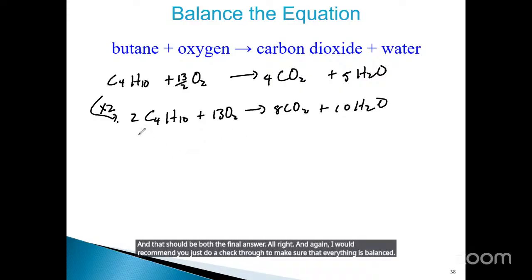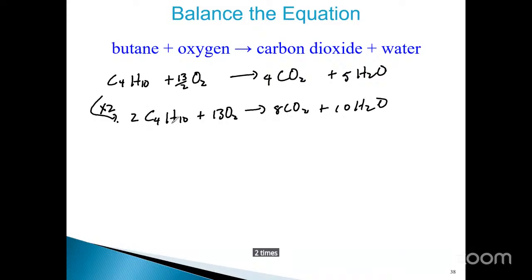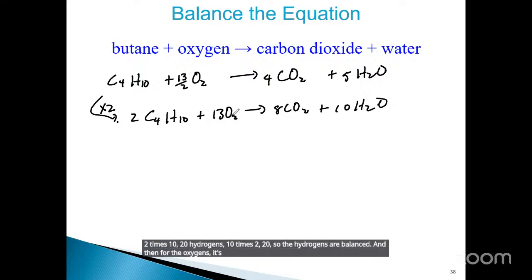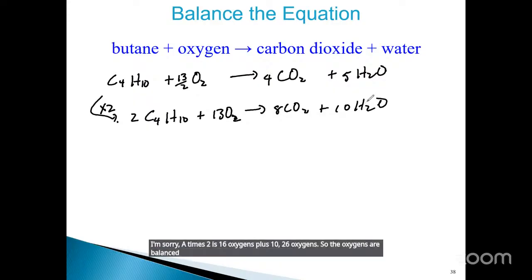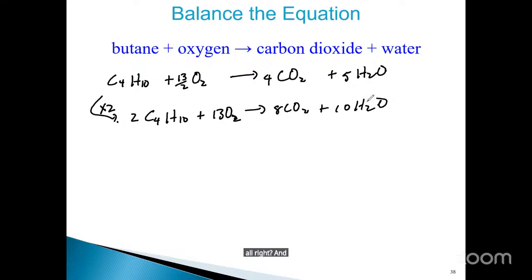So if you do that, starting with the carbon, 2 times 4, 8 carbons, 8 carbons on the right side. So the carbons are okay. 2 times 10, 20 hydrogens, 10 times 2, 20. So the hydrogens are balanced. And then for the oxygens, it's 13 times 2, that gives you 26 oxygens. Here we have 8 times 2, 16 oxygens, plus 10, 26 oxygens. So the oxygens are balanced as well. All right? And that's how you do that. Okay, any questions about this one? Any questions?